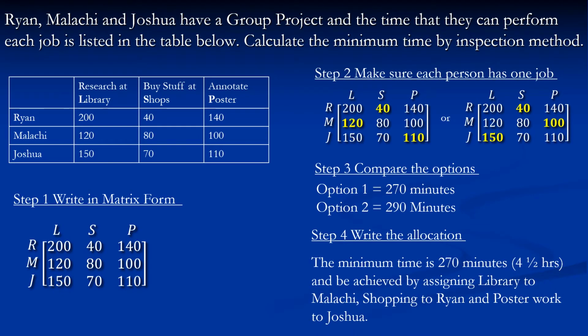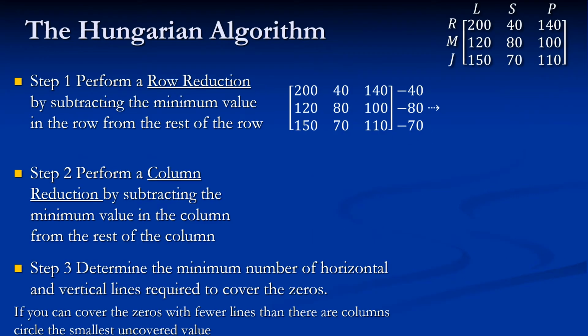So we can say, well, the minimum time is 270 minutes. Convert that to hours. Well, 6 4s are 24, so that's 4 hours and 30 minutes, or 4.5 hours. It can be achieved by assigning the library to Malachi, the shopping to Ryan, and the poster work to Joshua.